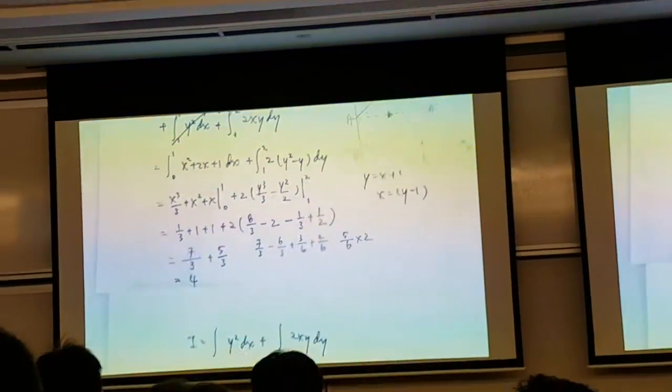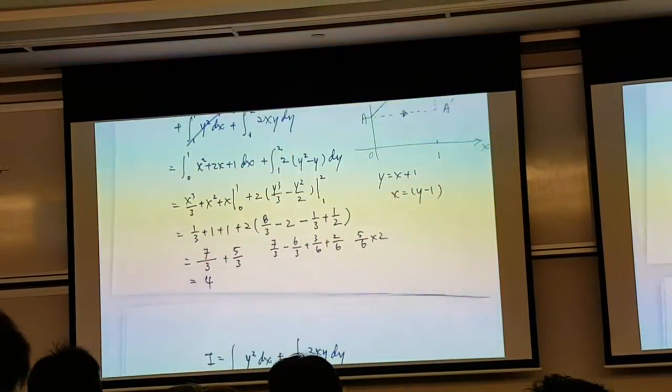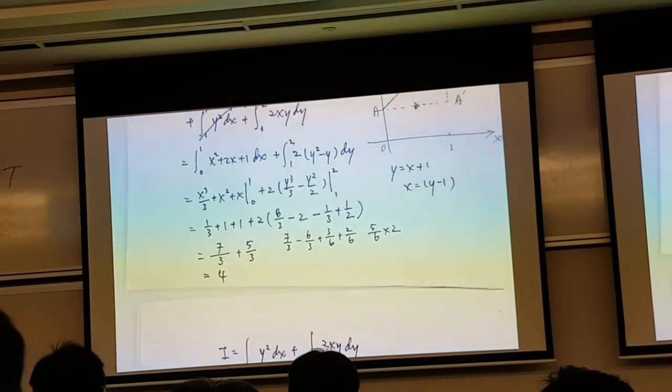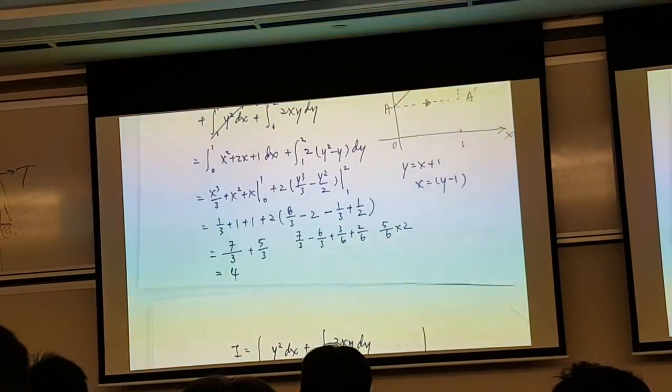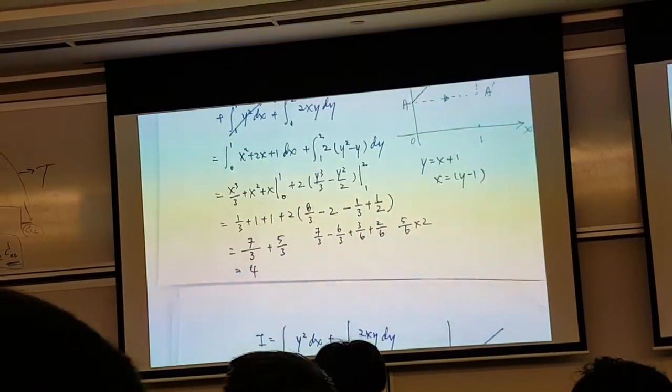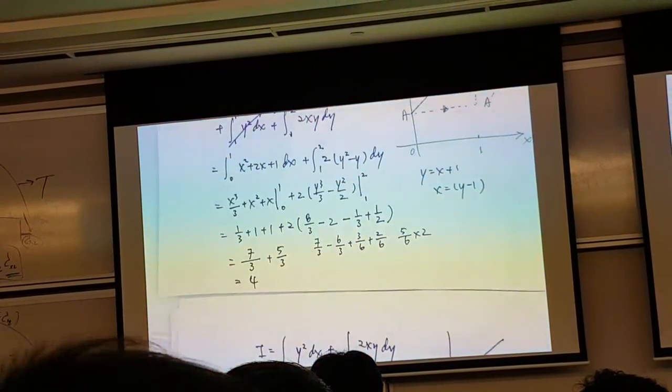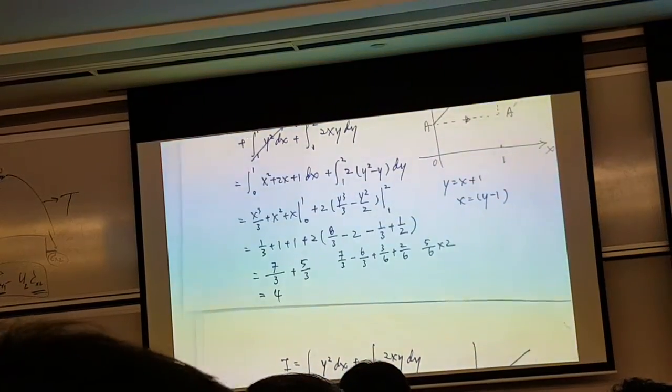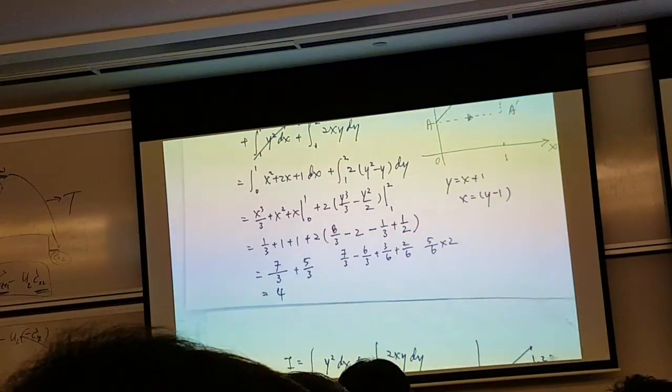Okay. So what we're saying here is, if I have to move directly, I'm actually moving from A to B. So this point is 0, 1, and this point is 1, 2.